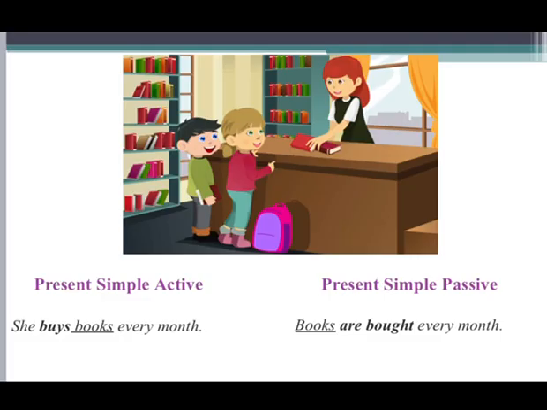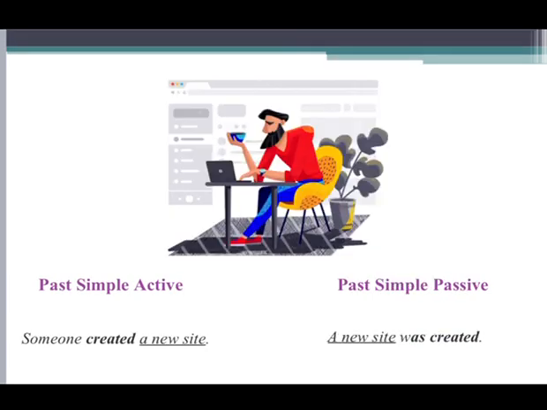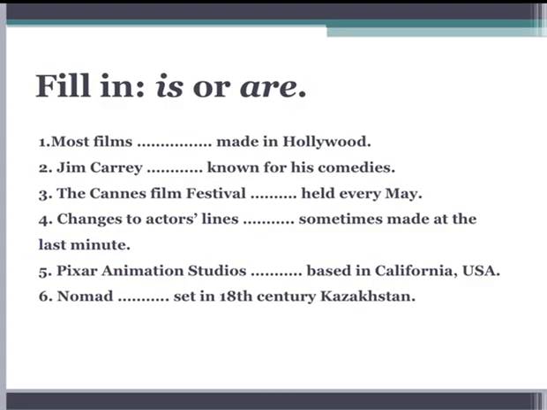Now look at some examples. Present simple active. She buys books every month. In present simple passive it will be books are bought every month. In past simple active, someone created a new site. In past simple passive it will be a new site was created. And now let's have a practice.